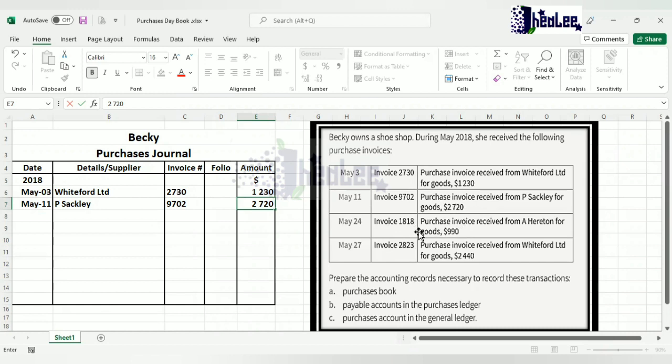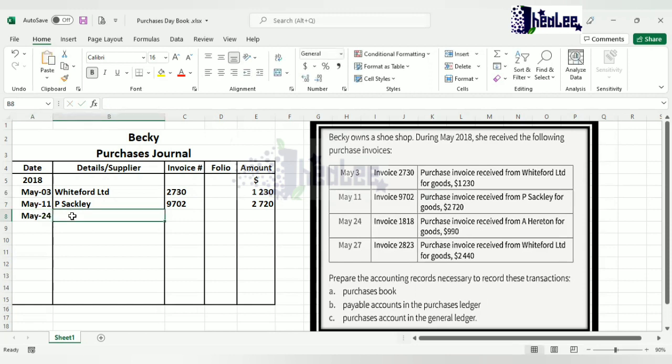And we move into May 24th. Invoice number 1818, purchase invoice received from A. Ayrton for goods $990. So once you receive a purchase invoice, you know that it is to be recorded in your purchases journal. So that is May 24th. The details is A. Ayrton. Invoice number is 1818. The amount is $990.